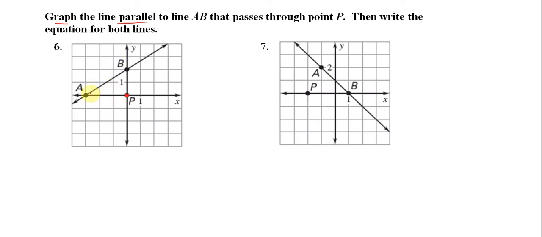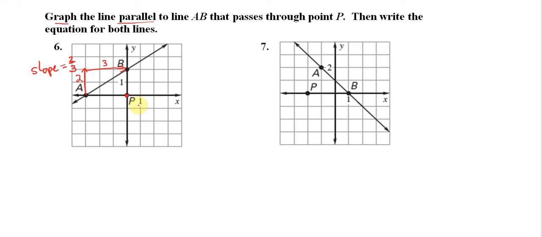So the simplest thing we can do is effectively find the slope of AB. To go from A to B, we need to go up 2 and to the right 3. So AB has a slope, and remember, slope is change in y over change in x. So AB has a slope of 2/3. So if we want to find the equation for the line that's parallel to this, it must also have a slope of 2/3. So it's not too difficult to do.